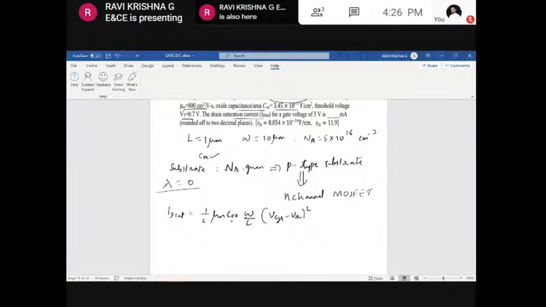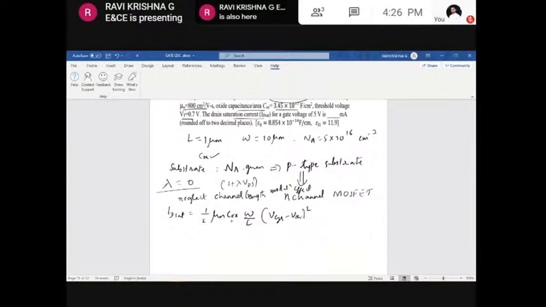If they give the channel length modulation parameter, we need to add 1 plus lambda into VDS at this point. Since here the channel length modulation parameter is not given, we can neglect the channel length modulation effect. So this is the corresponding equation for this.